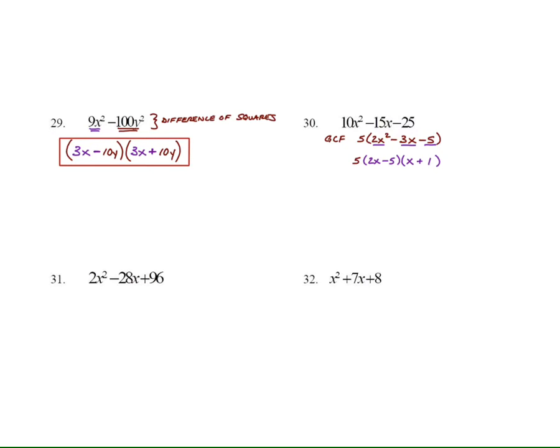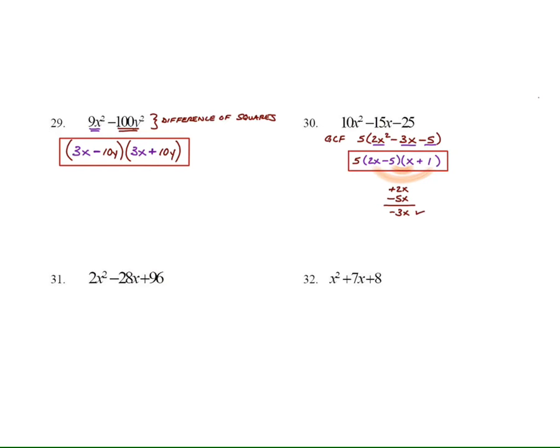The reason I know that works is my outside product would be positive 2x, and my inside would be negative 5x, and those would add to negative 3. Therefore, that pair of binomials works. And remember that 5 that you factored out originally, we're not dividing it so that it goes away. We're pulling it out front so that what's left is something that's simpler to factor.